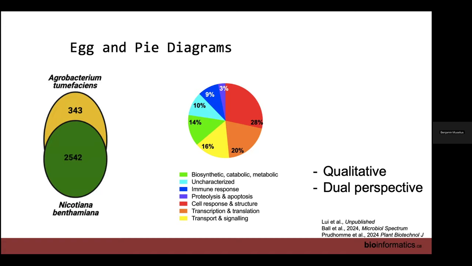Pie charts are also really popular. They're a very qualitative look at the data. There's no statistics behind most pie charts. But they allow you to see a representation or a visual of how things may change. So if you had uninfected or infected, you have different growth media. It's a quick visual way to see those differences. And then you can color it and tailor it to however you like.